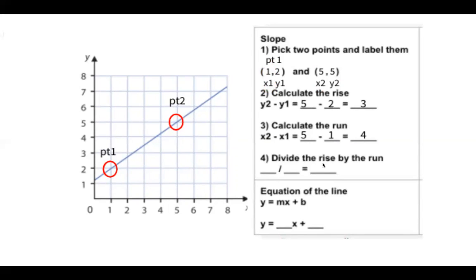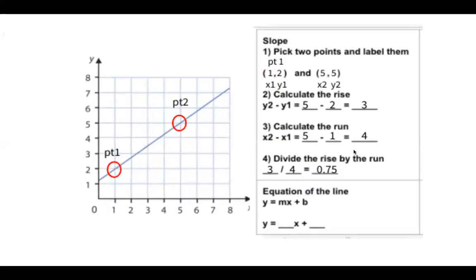Last step is to divide the rise by the run. So our rise is 3. We calculated that up here. And our run is 4. So we take 3 divided by 4. And in physics, the decimal answer is more helpful. So you take 3 divided by 4, hit equals on your calculator, and you get 0.75.